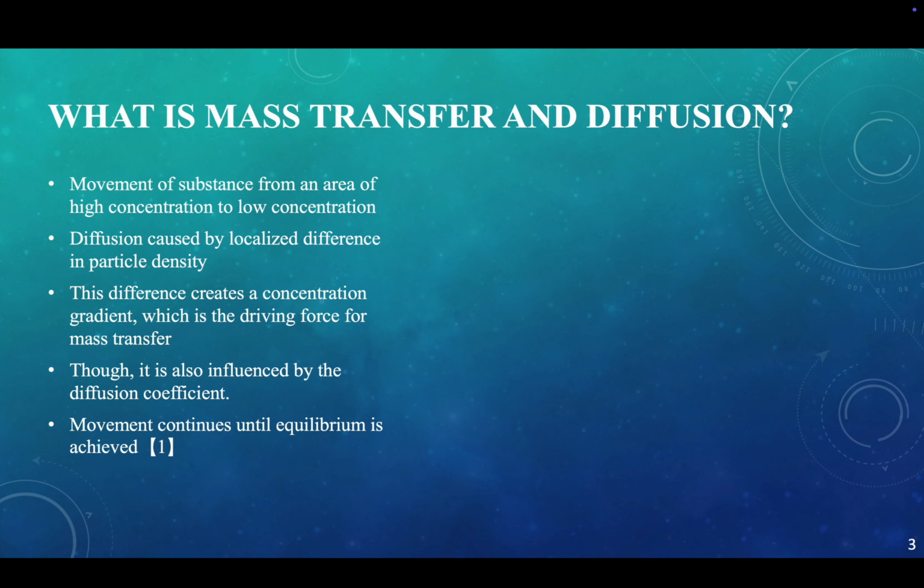So what exactly is mass transfer and diffusion? Well, this is movement of substance from an area of high concentration to low concentration. Diffusion is caused by a localized difference in particle density. What this means is that there are areas within the substance where there's a higher amount of particles compared to other areas. This movement will continue until equilibrium is achieved.